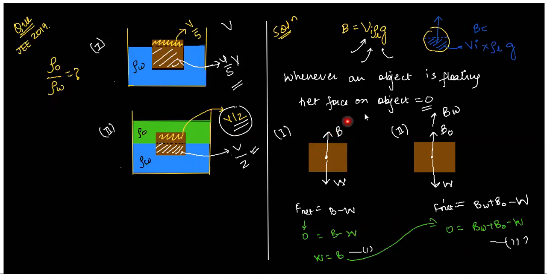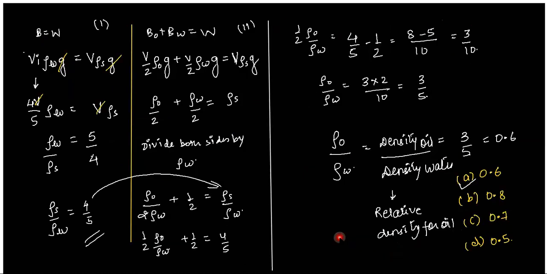So all we did is we understood the concept of buoyancy, what buoyant force is equal to, and in both cases by this principle that for any floating object the net force is zero, we applied this principle and took the net force as zero in both cases in order to find out the ratio of density of oil and density of water, right?